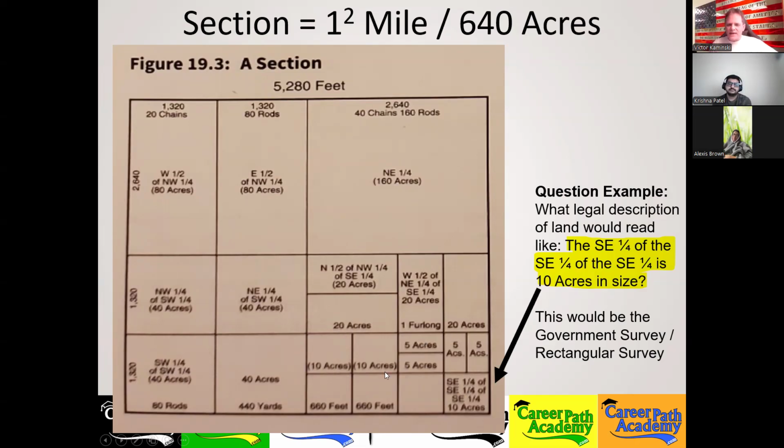And then we quadrant that again. And this is the southeast quarter of the southeast quarter of the southeast quarter. You see how they got to that measurement? Now, you don't need to know how to read these maps because we don't use this here in New Jersey. You just need to know that if you see a legal description that reads this way, the SE quarter of the SE quarter of the SE quarter is 10 acres in size, that's a government or rectangular survey.